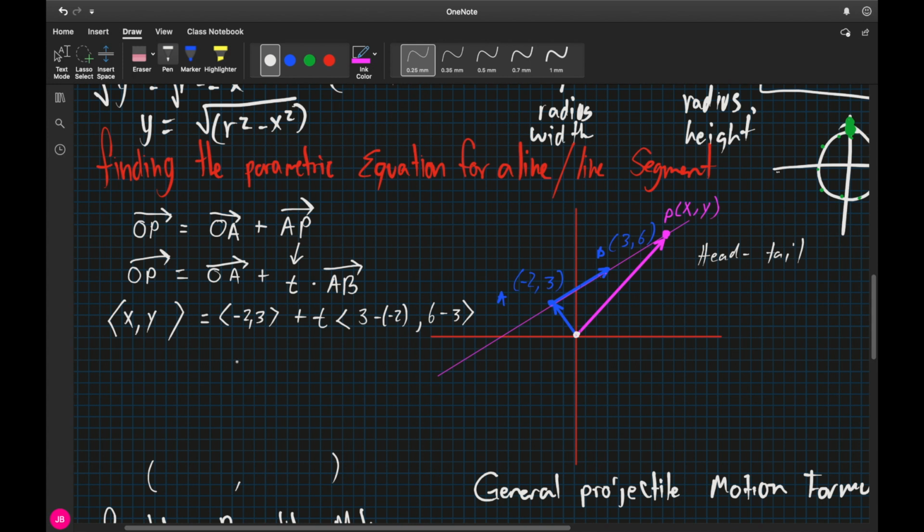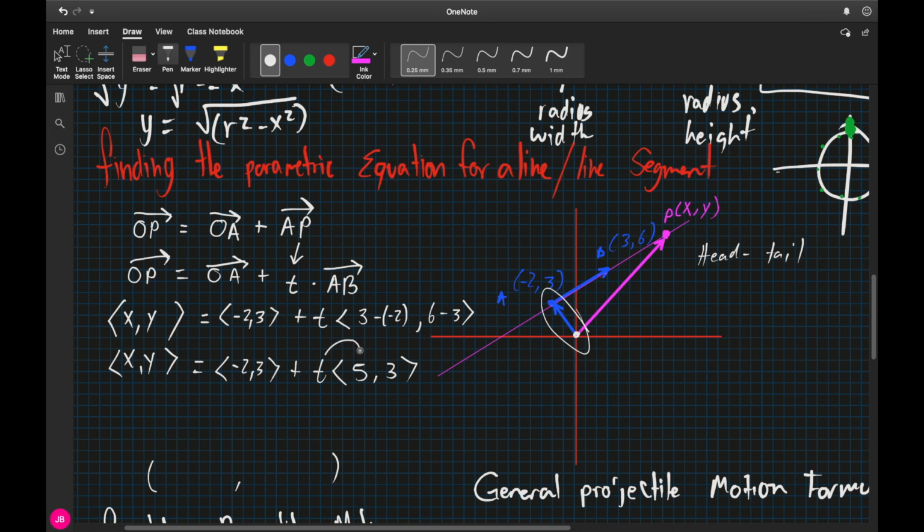So now we can actually go ahead and solve this, and we have the same thing, OP, we still don't know what that is. We're looking for this vector right here, O to P. But we do have this -2 comma 3, which is vector OA, that one right there. And we are adding it to t times 3 minus -2 gives us 5, and 6 minus 3 gives us 3. So now we can actually go ahead and add these two vectors together.